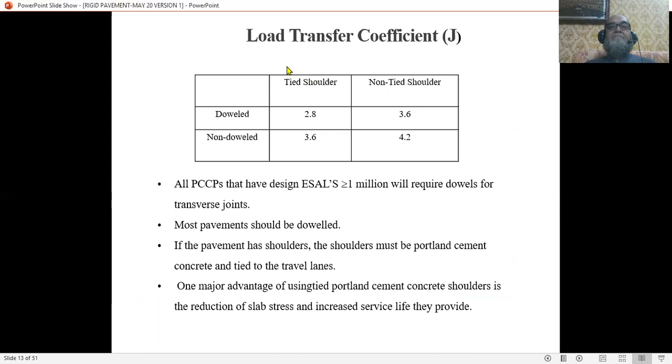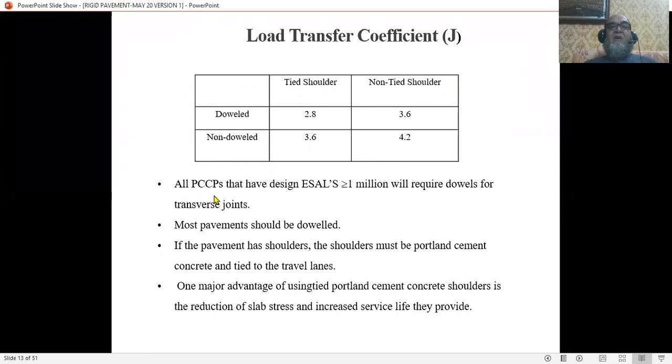The load transfer coefficient values can be varied from 2.8 to 3.6, and if you take the average, you can take 3.2 as the average value. For non-dowel joints, this will obviously be more, 3.6 and 4.2. Normally, you don't take risk in non-dowel joints, but for CRCP pavement, we do have this non-dowel joint.